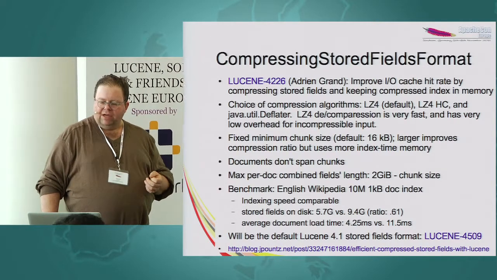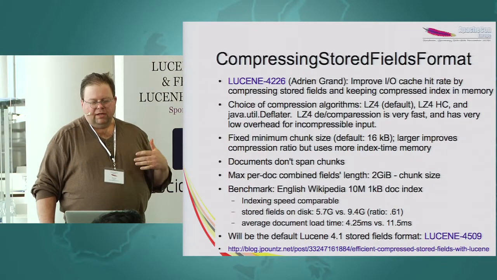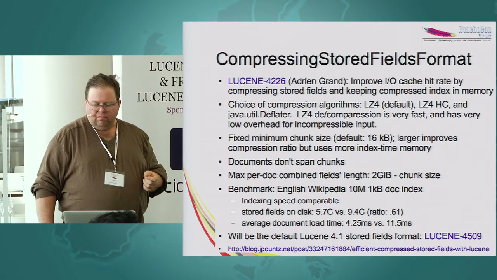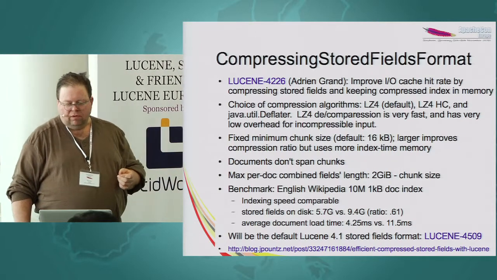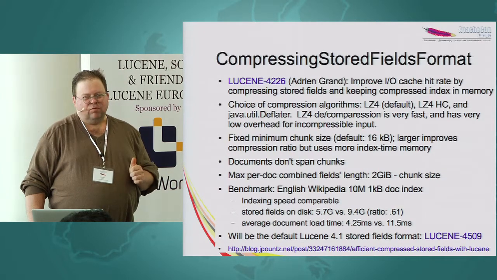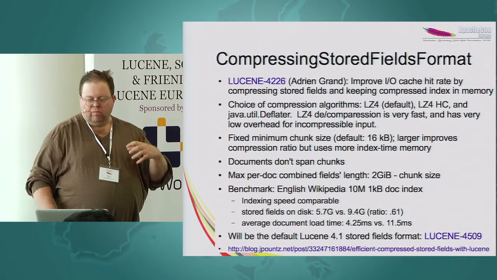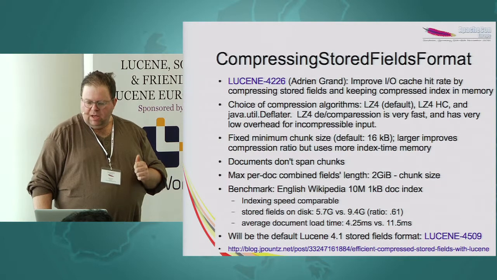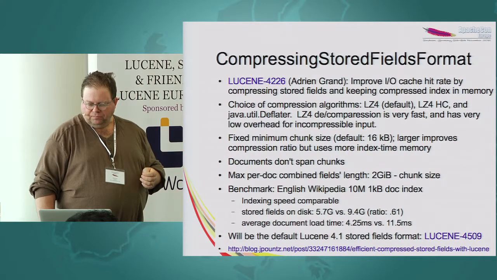The idea is that I/O cache hit rate can be improved by compressing stored fields, and also by keeping the index into the compressed fields in memory. There's a choice of 3 separate compression algorithms: LZ4, which is the default, and is very fast at both compression and decompression. LZ4 HC, which I think stands for high compression, which just takes more memory and time when performing compression, but is decompressed by the same decompressor as the LZ4 algorithm. And Java Util Deflater, which does a better job at compression, but is slower.